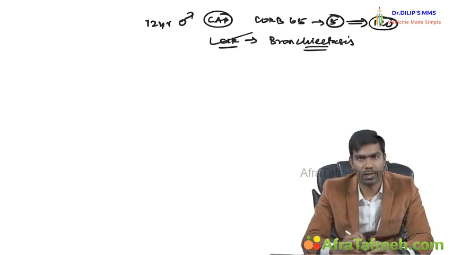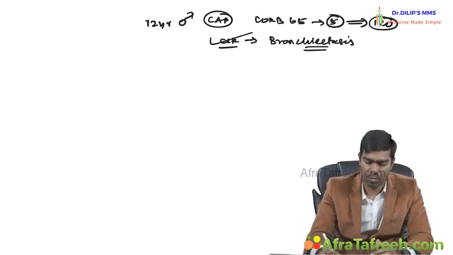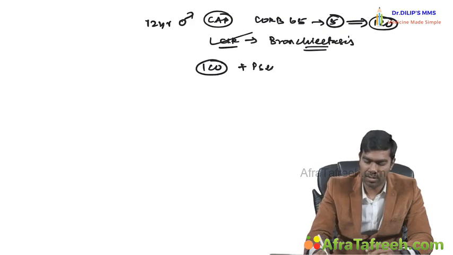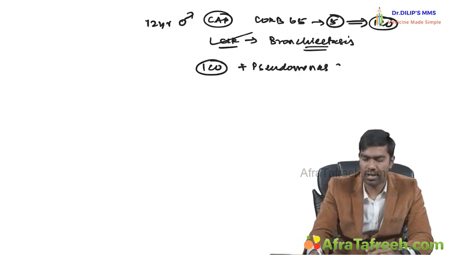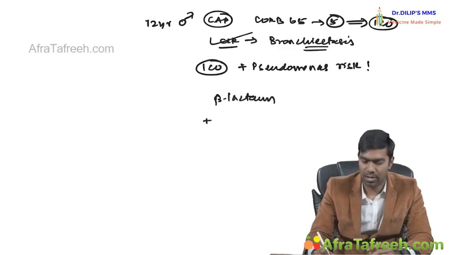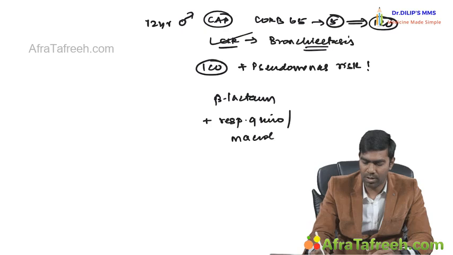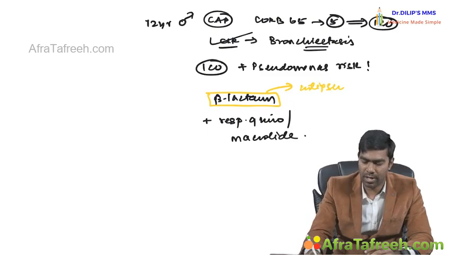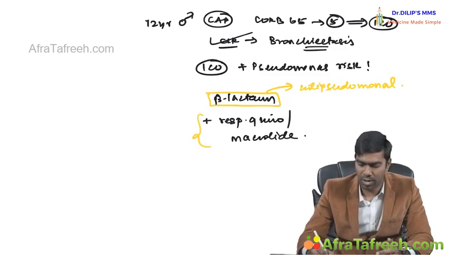What are you going to do for this patient? There are two things you have to know. One, it's an ICU patient, and second, he has a high risk of pseudomonas. So I'm going to use a beta-lactam for sure. At the same time, I'm going to use a respiratory quinolone or a macrolide, anyone. Here, the beta-lactam I prefer must be anti-pseudomonal. And among these two, I have to prefer one.